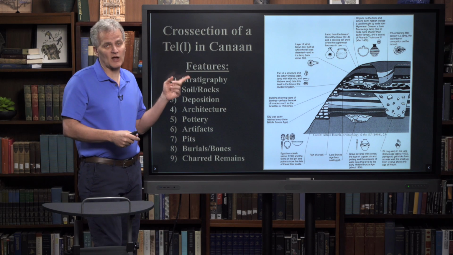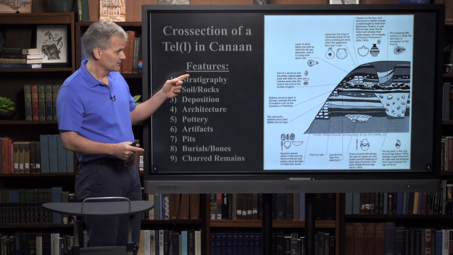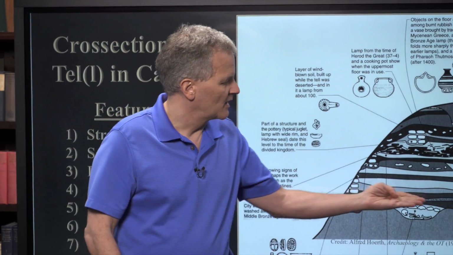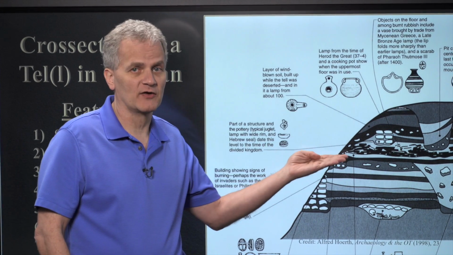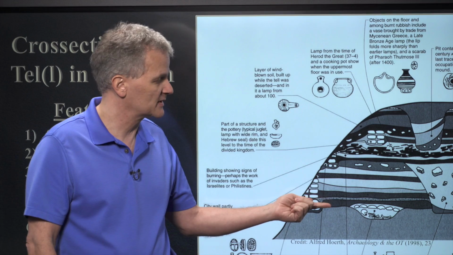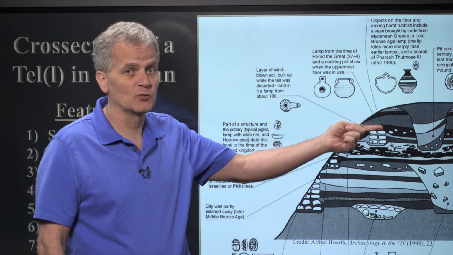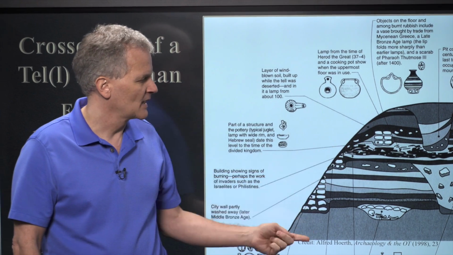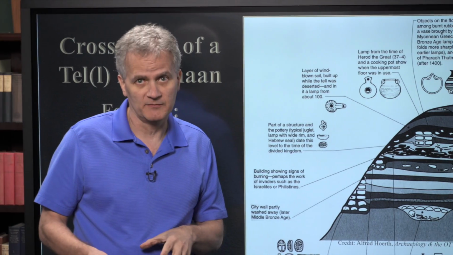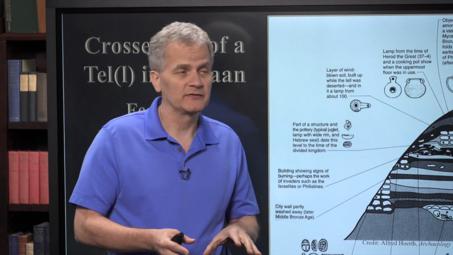So we're going to look at a cross-section of a tell and see some of the features here. First thing that we want to look at is the stratigraphy. Basically, we have different levels here of occupation. The earliest levels of occupation would be at the bottom, at the base, and the more recent levels of occupation would be up here in this area. Each one of those occupational layers is considered a stratum. That's how we designate a level where people lived.